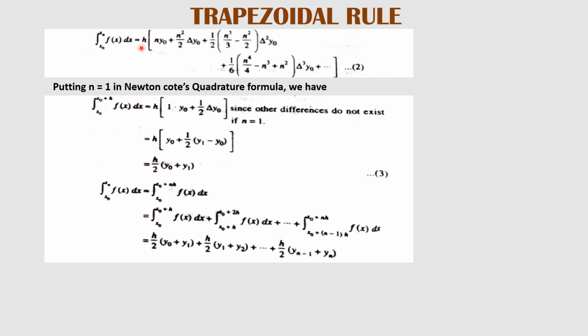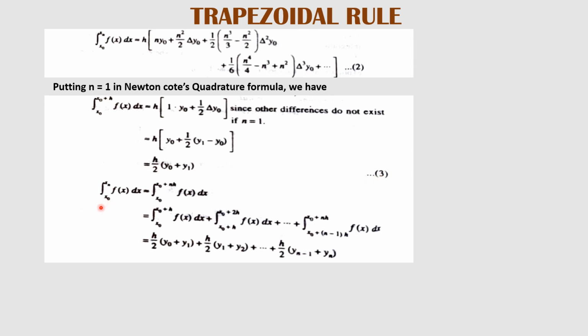So h is common outside. 1 into y naught plus half into del y naught, and leaving the other terms since they do not exist when n is equal to 1. Now, this del y naught, we can write it as y1 minus y naught. Therefore, the first term is y naught plus half into, instead of del y naught, we are replacing that by y1 minus y naught. So when you simplify these three terms, you will be getting h by 2 into y naught plus y1. We'll name it as equation number 3.